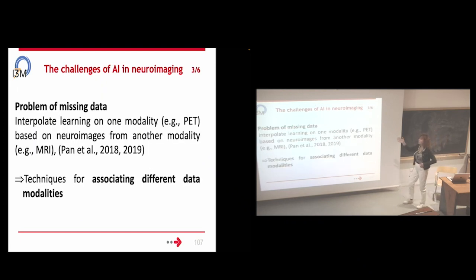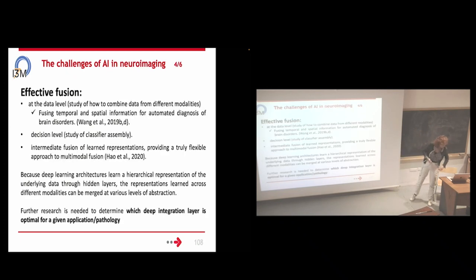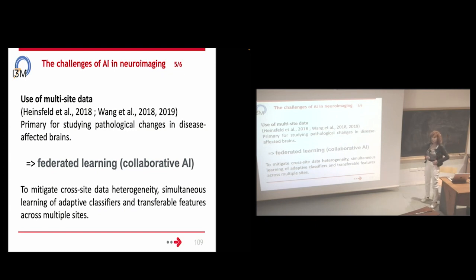Another challenge is the problem of missing data. And in this case, there are new methods to finally produce imaging from one modality to another one. And there's also a challenge about fusion of results. And that's why we need cooperative deep learning, what we can call federated learning, in different places, from different hospitals, for example.